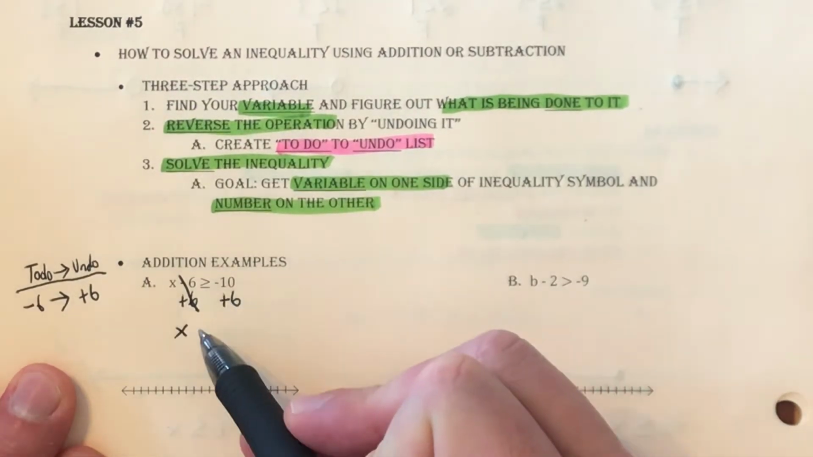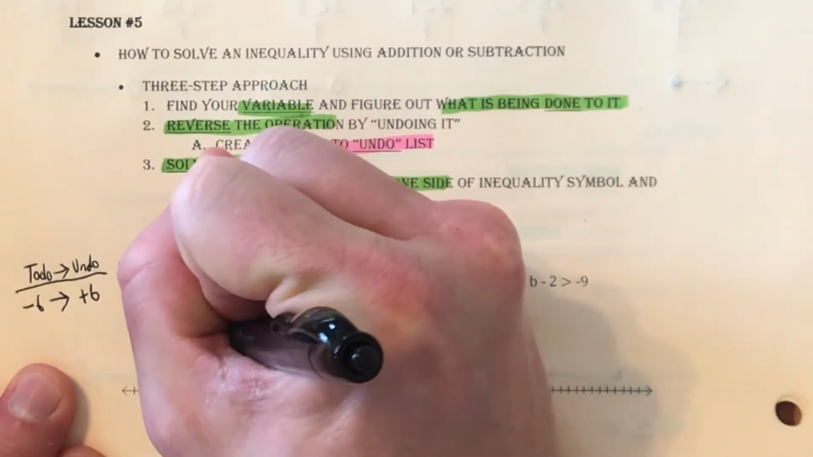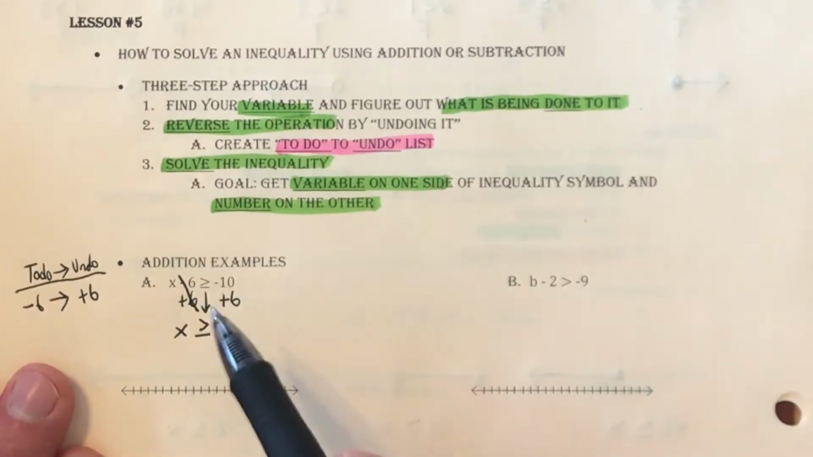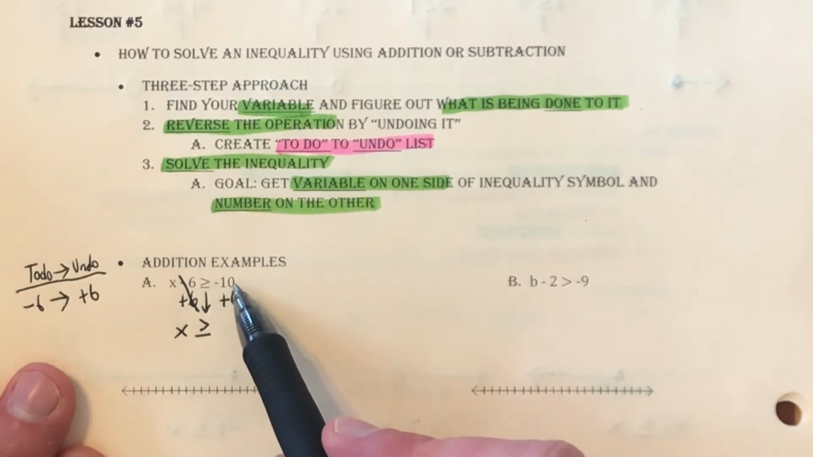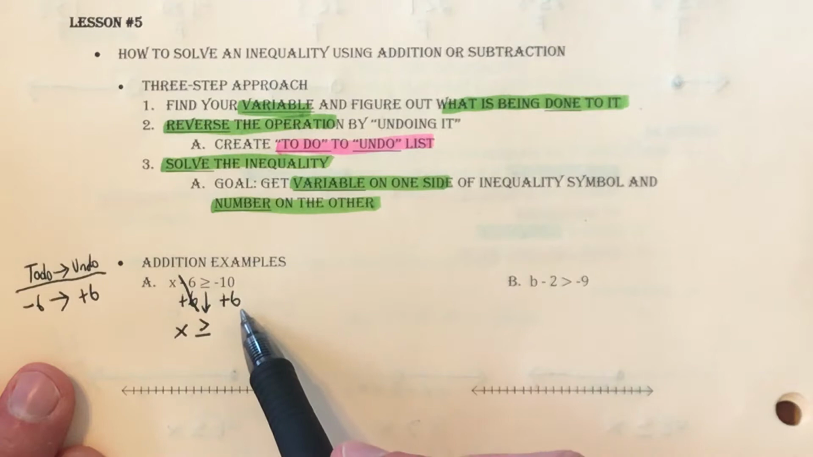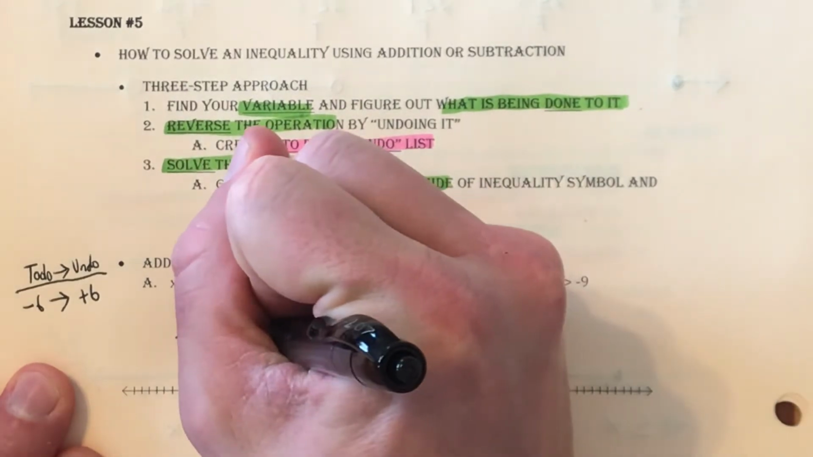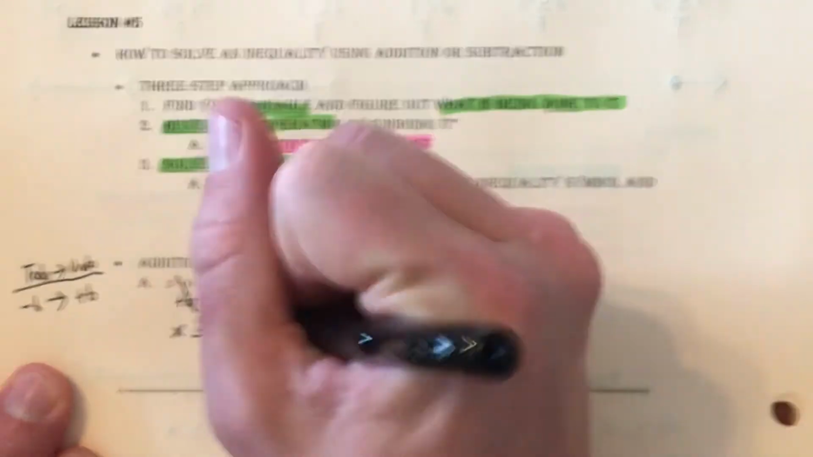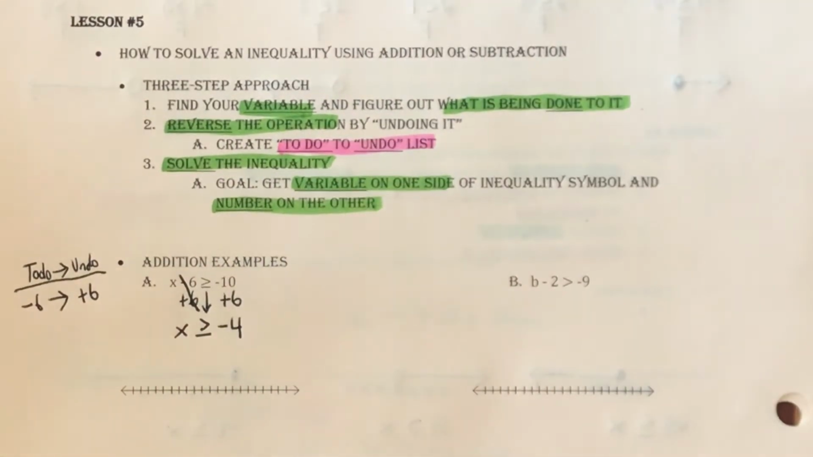Then I'm going to bring the inequality symbol down exactly as it is, so greater than or equal to, and then I'm going to do this, -10 plus 6. Well, 10 bad guys, 6 good guys show up, they battle, the bad guys are going to win because they have more, so I'm going to end up with negatives, and they have 4 more bad guys. So my end result of my simplified inequality is x is greater than or equal to -4.